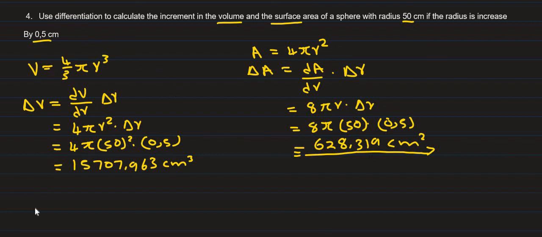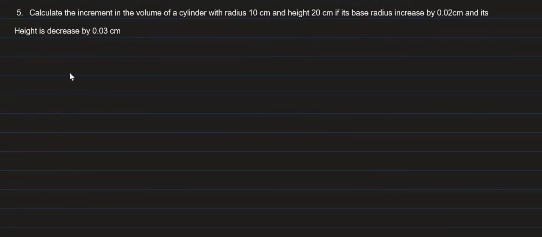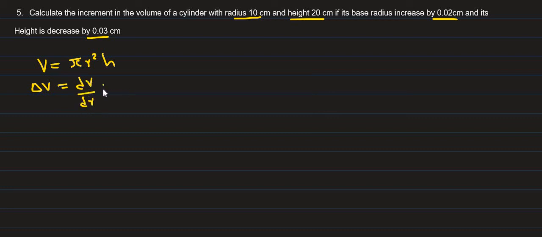Next problem. Calculate the increment in the volume of a cylinder with radius 10 centimeter and height 20 centimeter, if its base radius is increased by 0.02 and its height is decreased by 0.03. The volume of a cylinder is pi r squared h, and the change in volume is the derivative of volume with respect to r multiplied by change in r, plus the derivative of volume with respect to h multiplied by change in h.